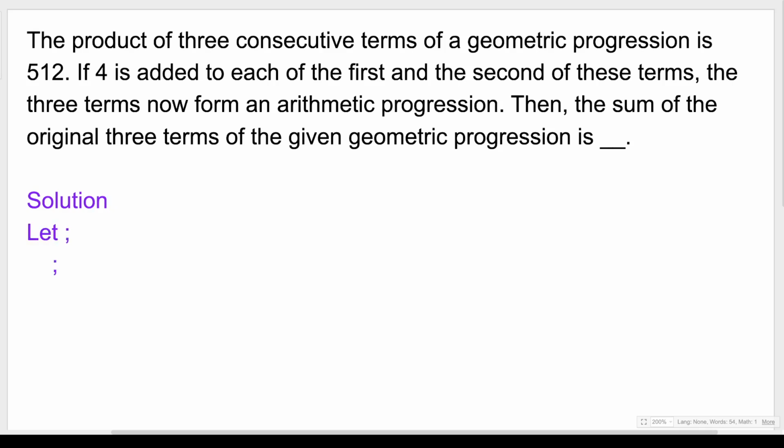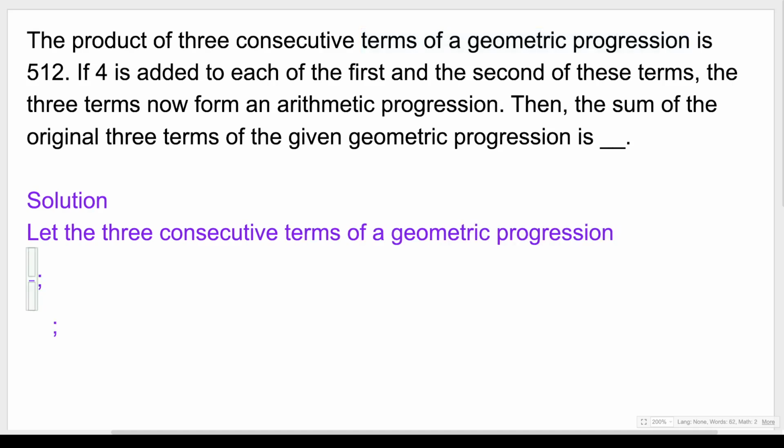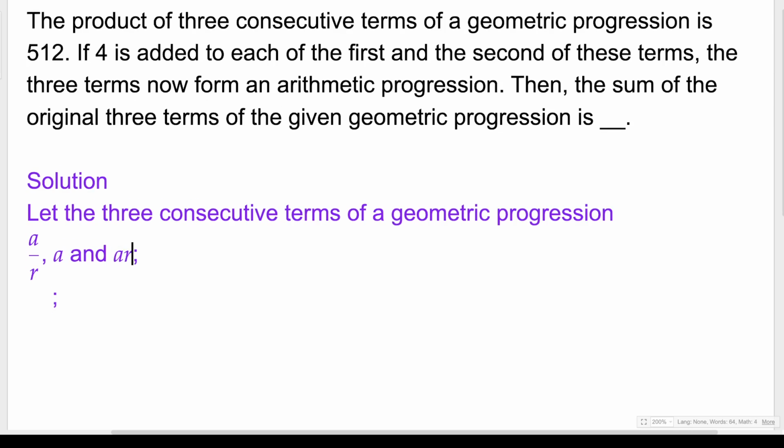So we'll make an assumption: let the three consecutive terms of a geometric progression be a over r, a, and a times r. Now from this we can say the product that is given.